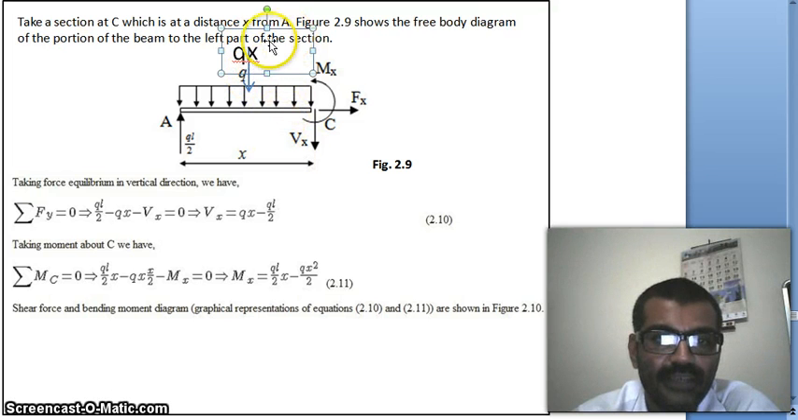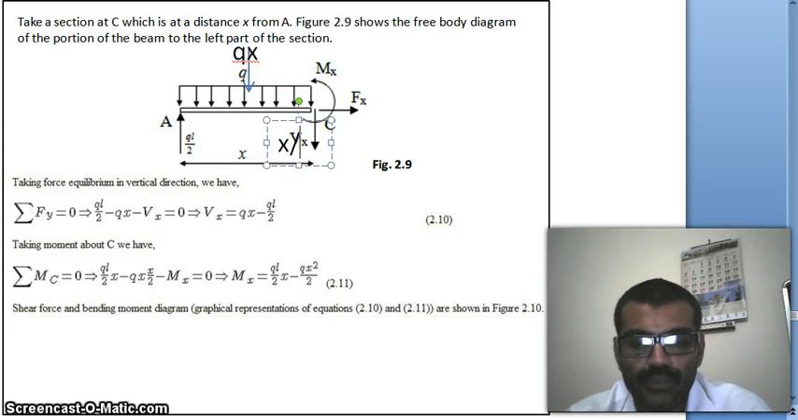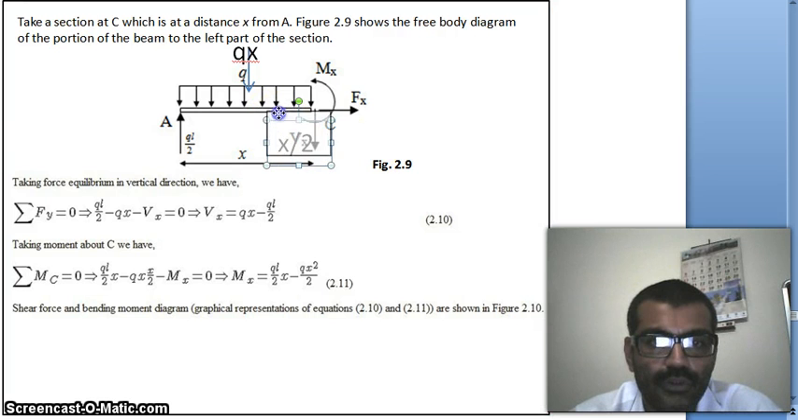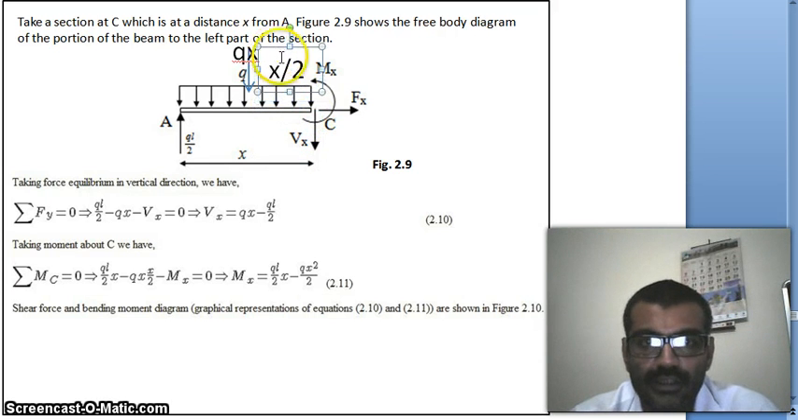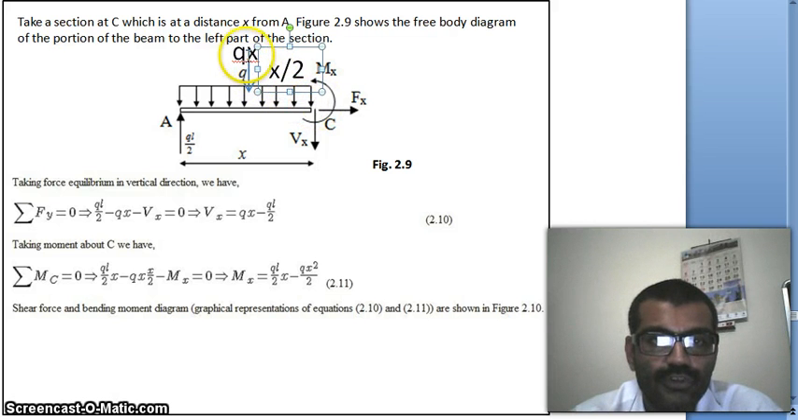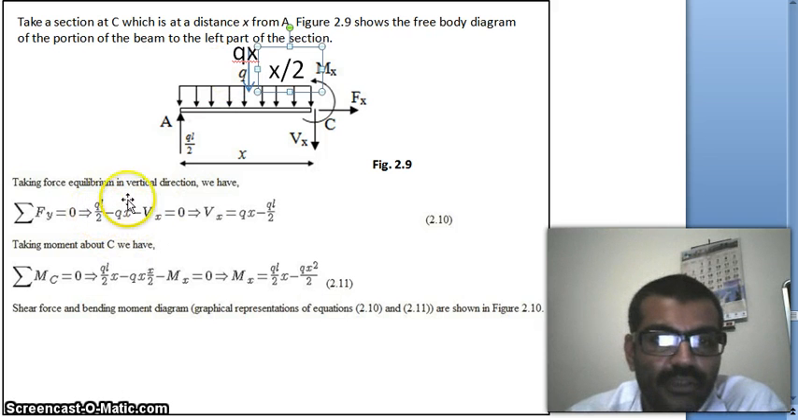So QX, again it is acting at a distance of X by 2, right? So due to this QX, we have the moment QX into X by 2, right? So your force is QX. See, here we are only solving the vertical force. So QX is going downward, so negative. Again VX is going downward, so it is negative, that is equal to 0. So VX is equal to QX minus QL by 2.